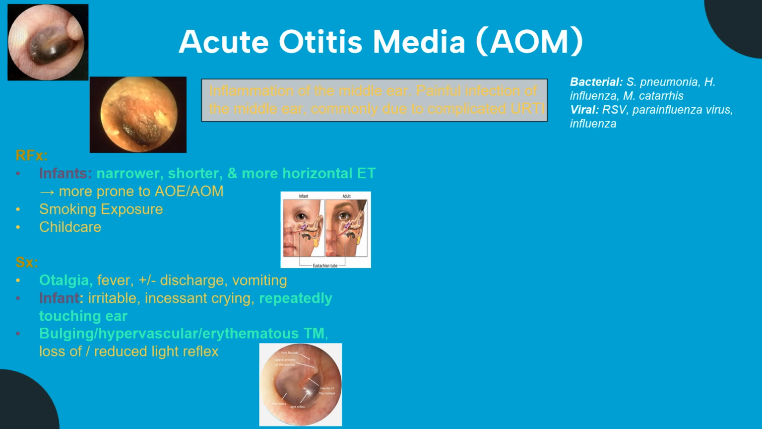In terms of infants, they're not really able to tell you how they're feeling. So if you're finding they're crying all the time, they're not looking too happy, and they're repeatedly touching their ear, that can be a sign there might be a pathology happening, such as an otitis media. On otoscopy, commonly you'll see that the tympanic membrane will be erythematous and bulging. You might also find that it's having a loss of the light reflex, or more commonly just a reduced light reflex.